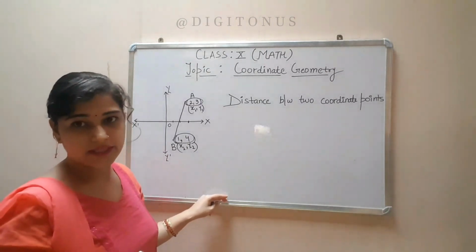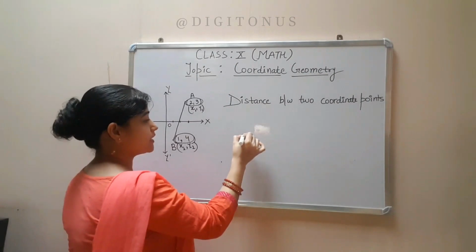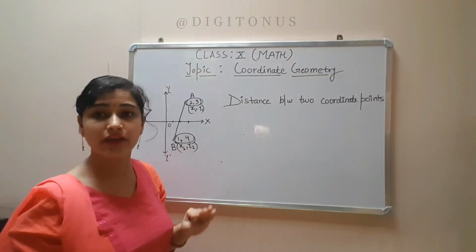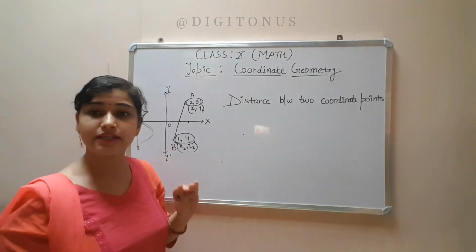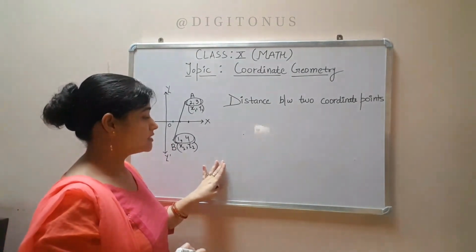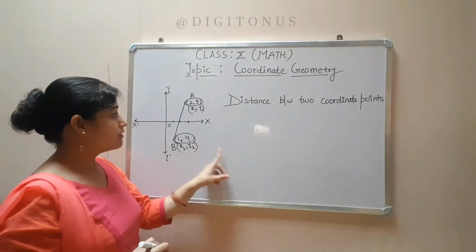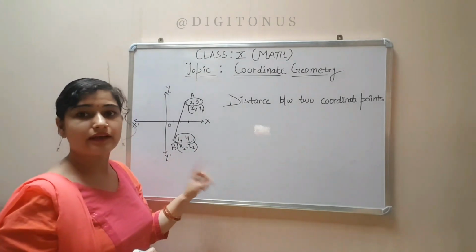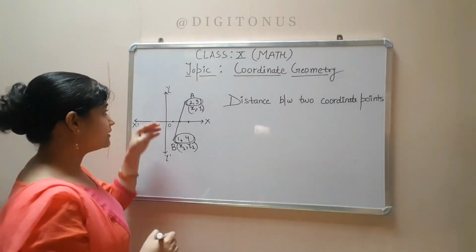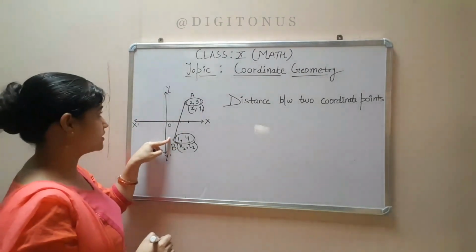Students, you all are using GPS. It shows you the distance between this place and this place, and also tells you the way. How does it work? It totally works on coordinate geometry. GPS works on coordinate geometry. Using coordinate geometry, they are telling you each and everything. So similarly, now we will study how to find the distance between two coordinate points.